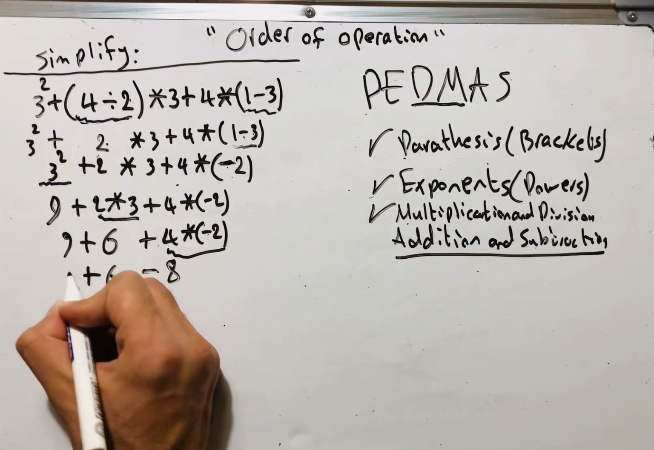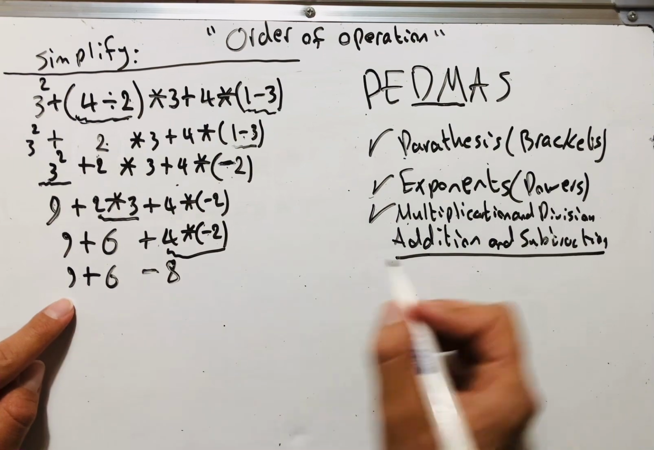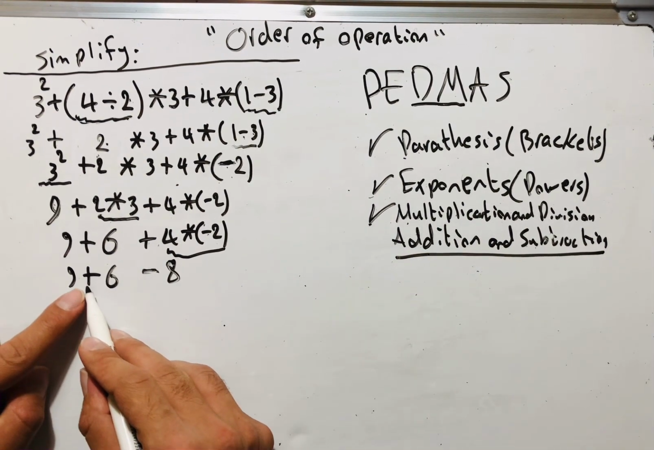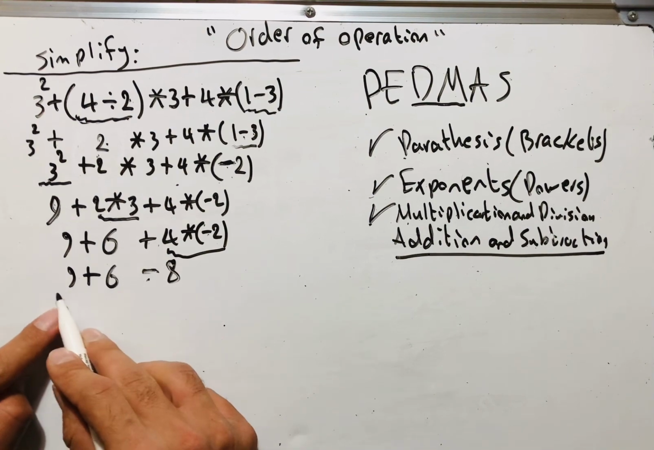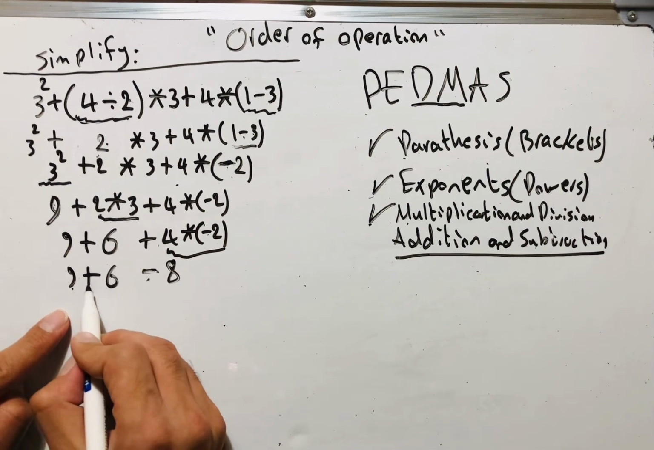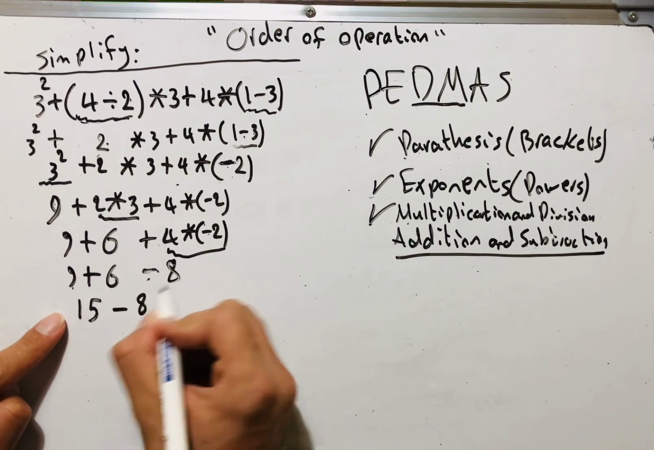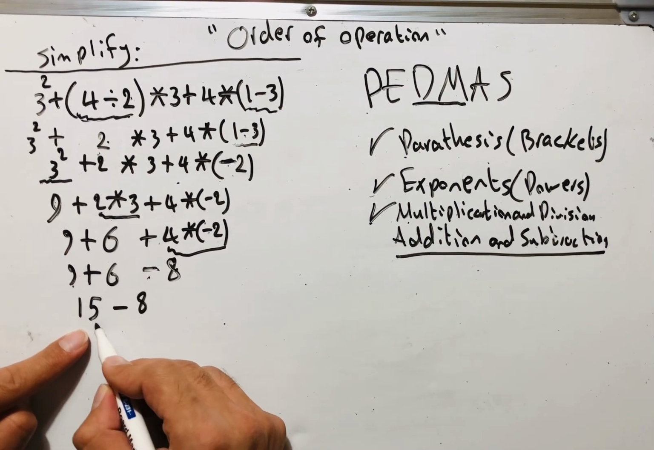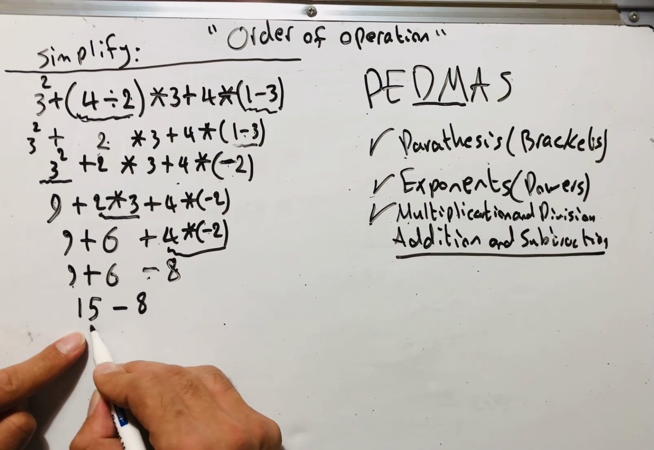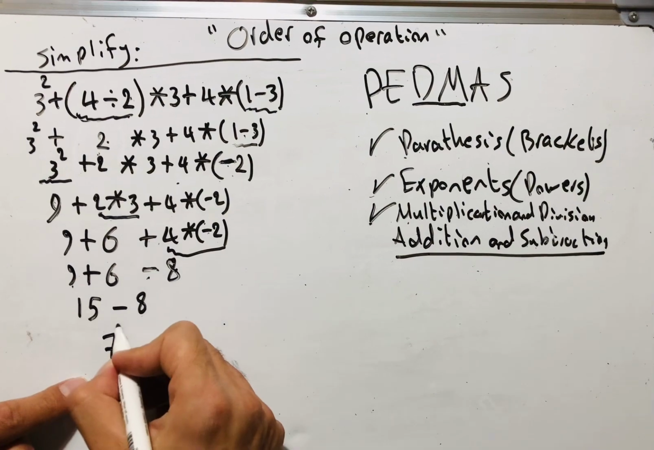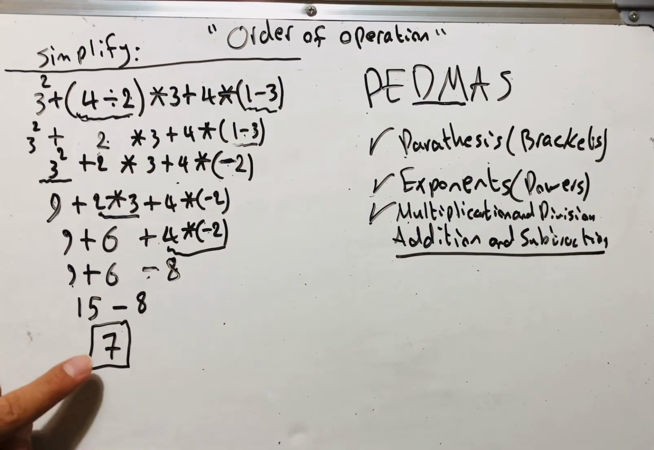Write everything down again. Okay, so now we're done with multiplication and division. We're only left with adding and subtracting. Again, start from the left side. So 9 plus 6, it's 15. Again, write it down. Now we're just left with subtraction. So 15 minus 8, this is going to be 7. So the final answer is 7.